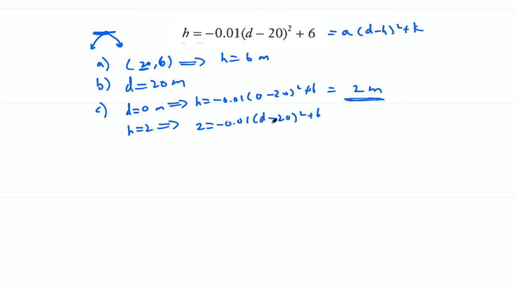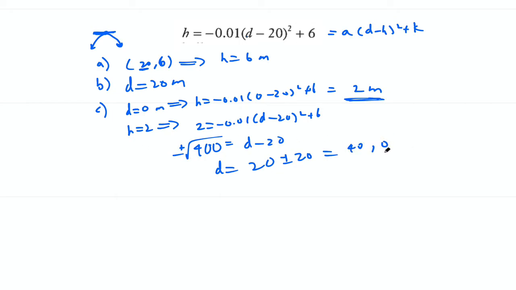Move the 6 over, then we get 2 minus 6, so that's minus 4. Divide by minus 0.01, and you get 4 over 0.01. Sorry, not 0.05 here. Dividing by 0.01 is the same thing as moving the decimal place 2 to the right, so that's going to be 400. When I square root everything, this becomes plus or minus. Then d has to be 20 plus or minus the square root of 400, which is 20. So it's either going to be 40 or 0.